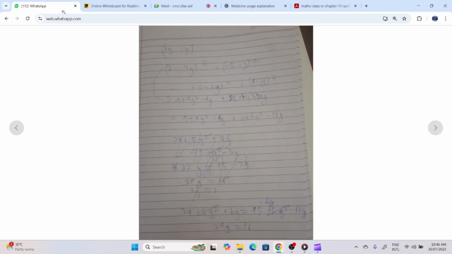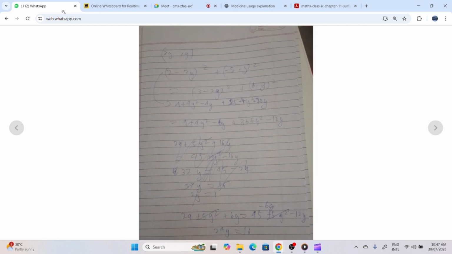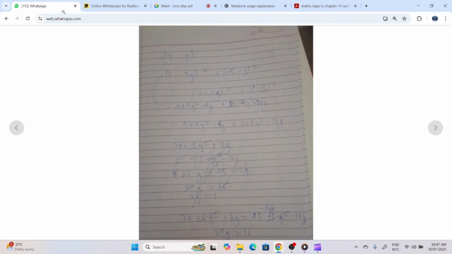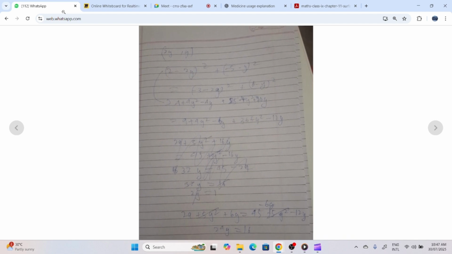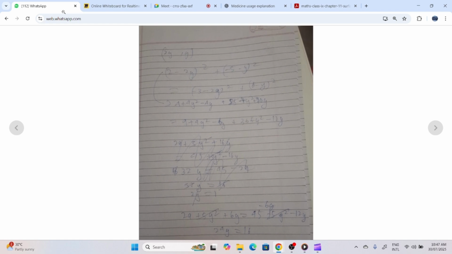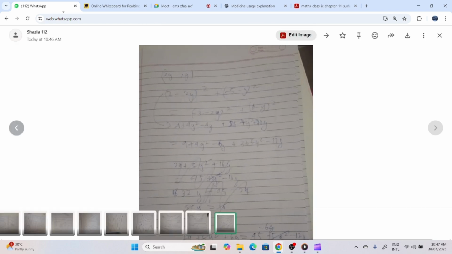See, this is not 4y. See where you have put an arrow mark. You have written 4 plus 4y square. It's not 4y. It has to be 8y minus 8y. 2ab. Oh, okay.